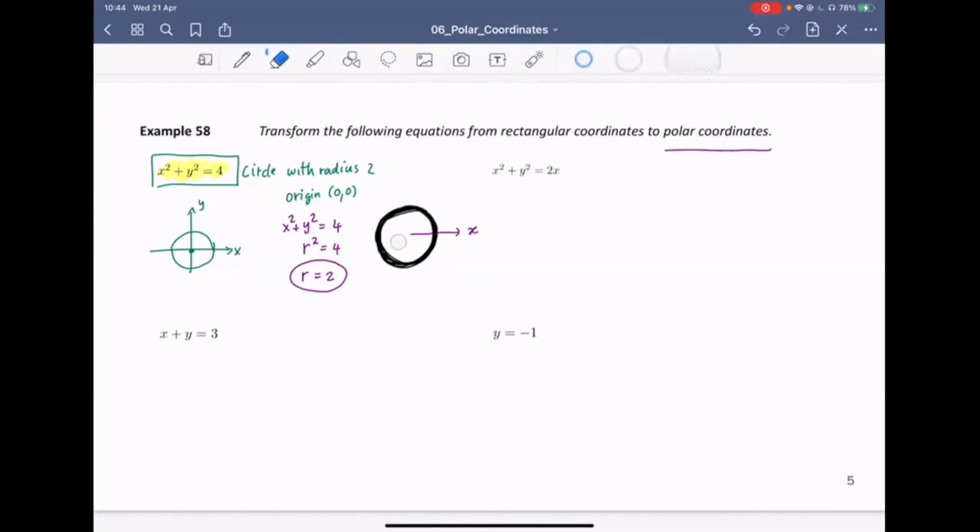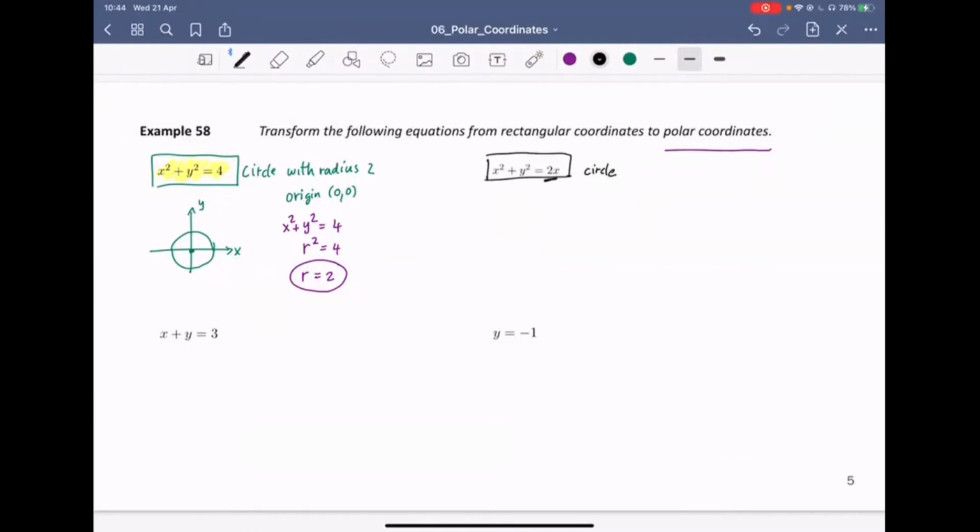You can see that for a circle in polar coordinates, the equation is a lot easier compared to rectangular coordinates. Make sense? That's pretty simple. And then you can see that this is a circle as well. But this is a little bit tougher because you have 2x here, so the origin is not at 0, 0.